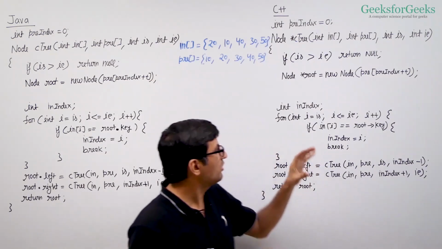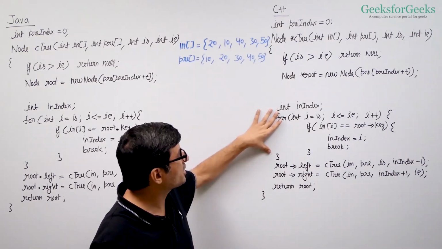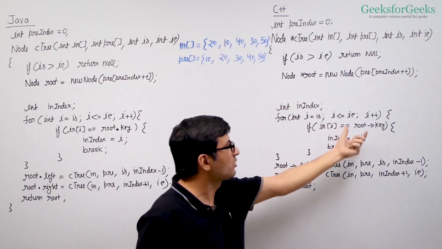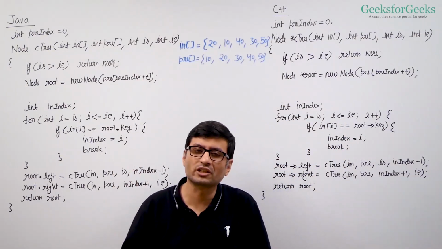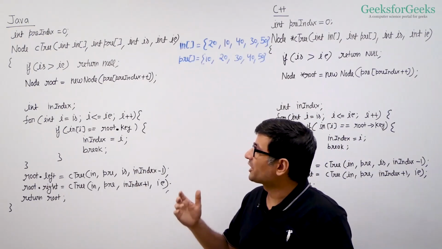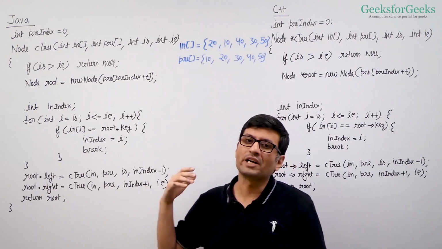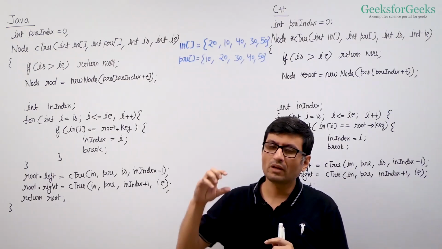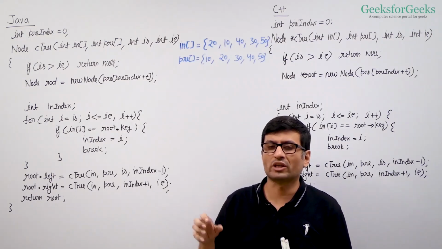So we have the code to search the item for which we have built the node, which is root arrow key or root dot key. We search it in the in-order traversal, simply in the in array. We find its index and store it in a variable called inIndex. So we have the index of it in the in-order traversal.